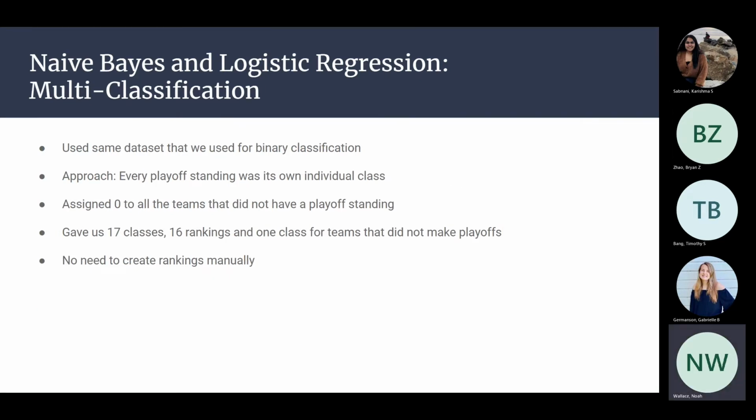For our naive Bayes and logistic regression multi-classification approach, we use the same data set that we used for binary classification. The idea here was that every playoff standing would be its own individual class. To emulate this, we assigned 0 to all of the teams that did not have playoff standings. This gave us 17 classes, of which 16 were actual rankings in the playoffs, and 1 was for the teams who did not make it. The advantage of this approach over binary classification is that the rankings are calculated directly without having to create them manually.